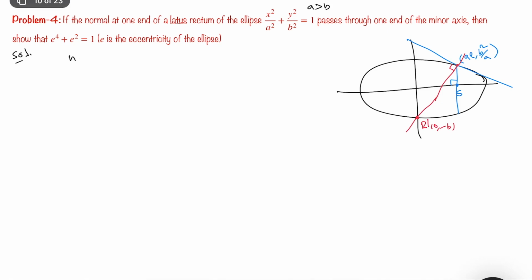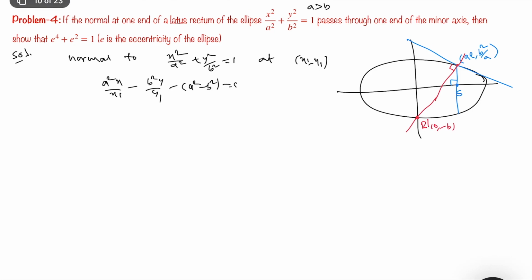We know that the normal to this ellipse x square by a square plus y square by b square equal to 1 at a point x1 y1 on the ellipse is what? a square x by x1 minus b square y by y1 minus of a square minus b square equal to 0. Okay, so what is our choice of x1 y1 here? This end of the latus rectum, that is ae comma b square by a.